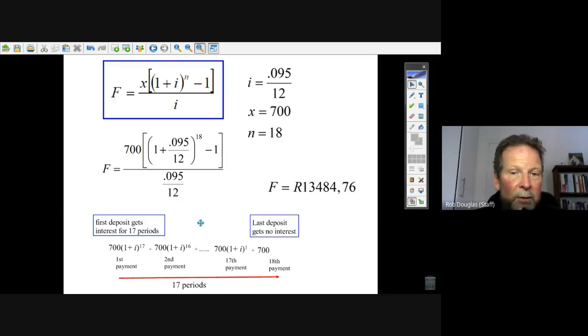You should be able to see now what's really going on. There's 700 Rand that's going to get no interest. There's 700 Rand that's going to get 1 month of interest. That's like multiplying by r. And then there'll be 700 Rand that gets 2 months. That's like a times r squared. It's really just a geometric series, and you should see it right here. There's your a, there's your r, and that's really r minus 1.